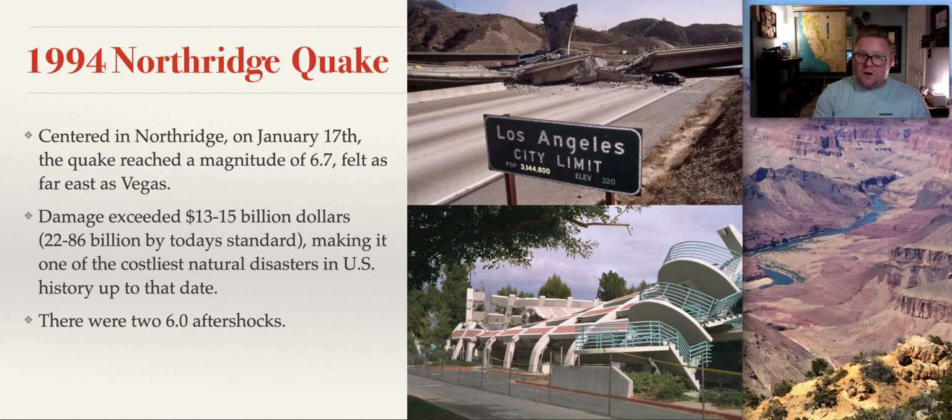Making it up to that point one of the costliest natural disasters in history. So it was incredibly devastating. Perhaps you recognize this is the 514 interchange. What's interesting about the main shock that was felt, the 6.7, is that there were actually 2 aftershocks of 6.0 afterwards, which is pretty impressive. So we had 3 of them technically in a row, right? So you have what's considered the foreshock, which is happening before, if there's one. Then you have the main shock, and then you have an aftershock.